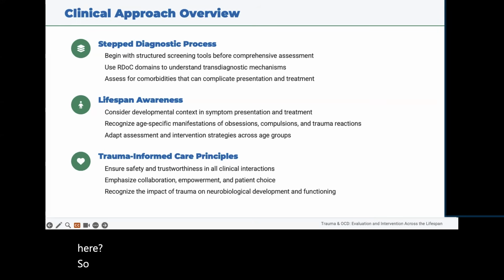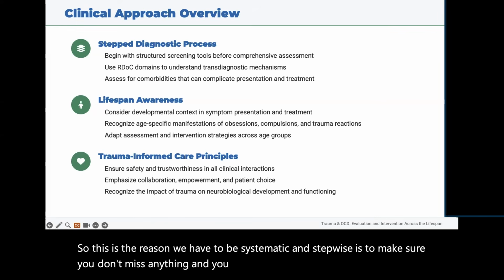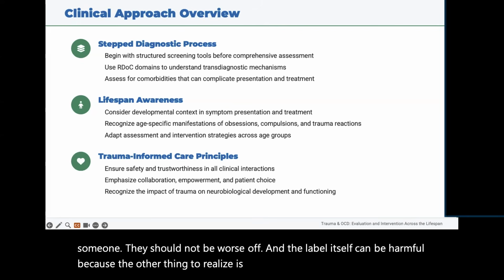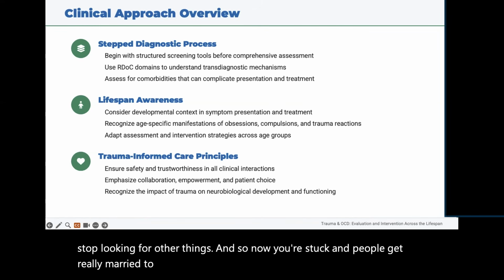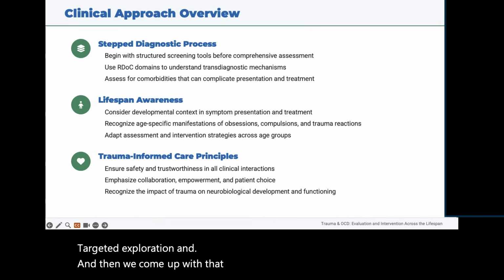So this is the reason we have to be systematic and stepwise, is to make sure you don't miss anything and you don't prematurely pathologize or label someone. They should not be worse off, and the label itself can be harmful, because the other thing to realize is if you apply the wrong label, you will stop looking for other things. And so now you're stuck, and people get really married to their diagnosis. So don't do that. We're going to move from screening, structured interview, targeted exploration, and then we come up with that 4P formulation at the end.